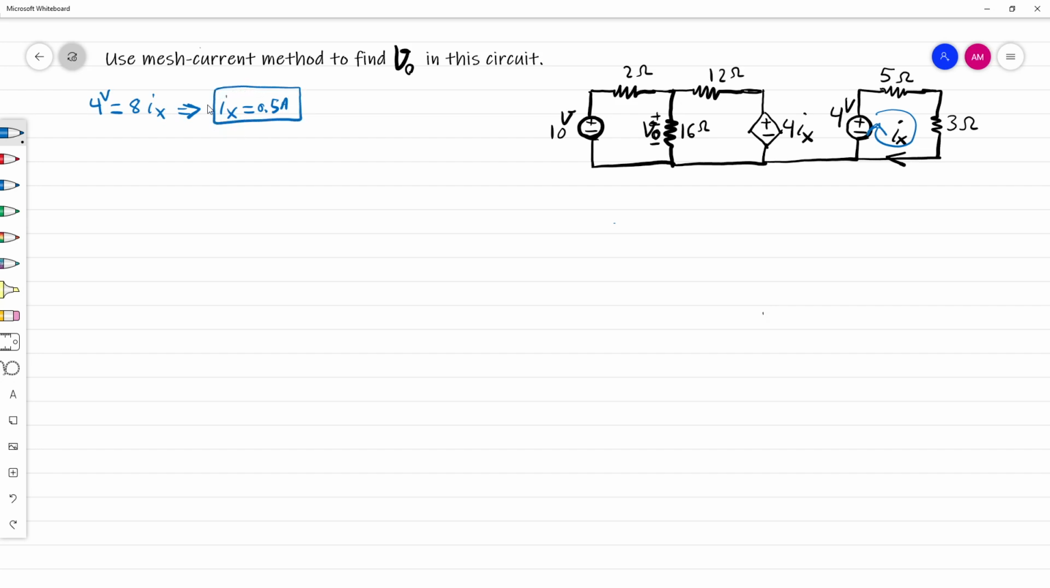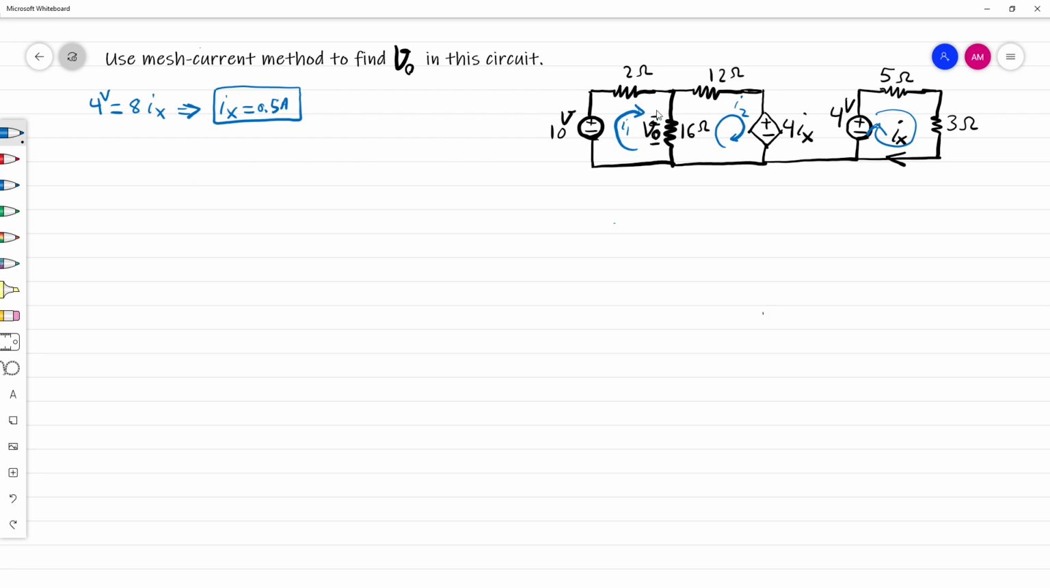Okay, so having that, we can deal with these two loops, these two meshes. The simplest way is to assume that there is a current I1 flowing through this loop or mesh, and assume that the current I2 is flowing through this one. And now our job is finding I1 and I2.